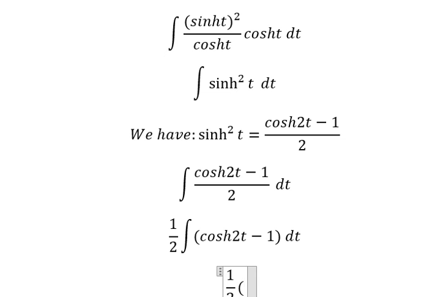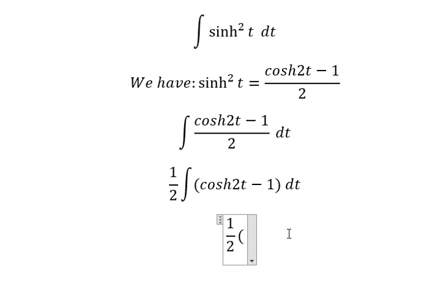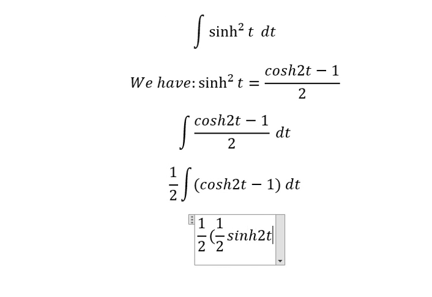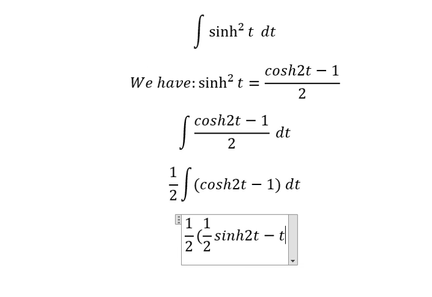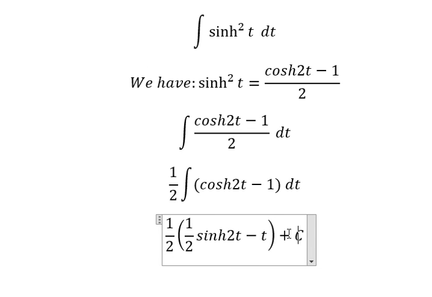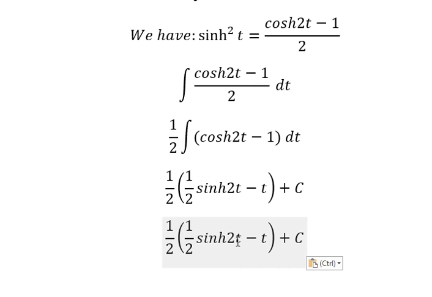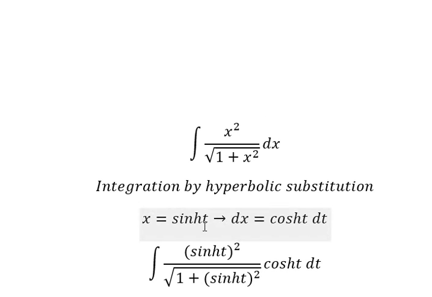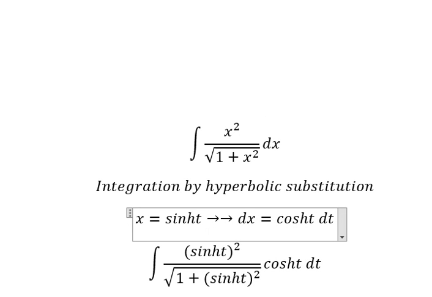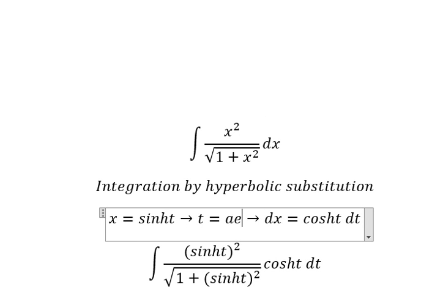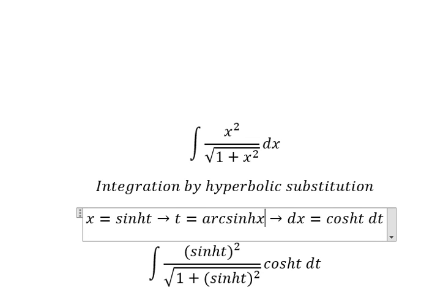The integration of cos 2t is 1 over 2 sin 2t. Number 1 is integrated to t and I will put plus c. The t is about this one. So we have t equals to arcsin of s. So I will put this one to change for t.